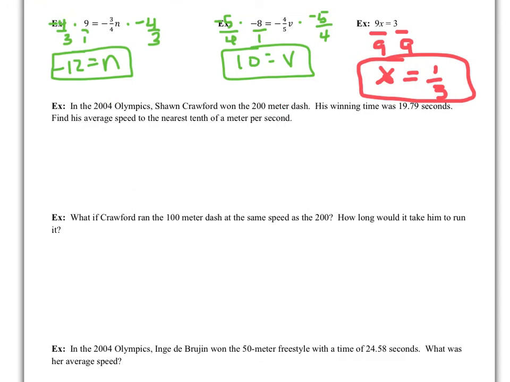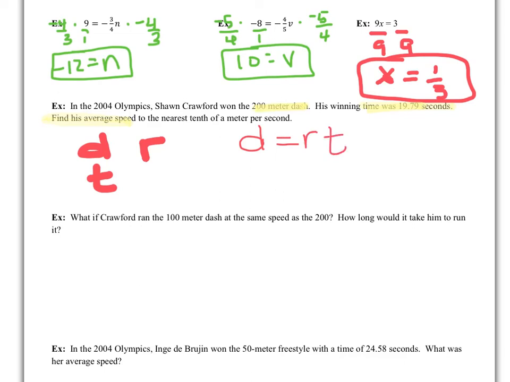So in this example, we're going to highlight the important information. So in the 2004 Olympics, I don't care what year it was, Sean Crawford won the 200-meter dash, so that's important. And his winning time was 19.79 seconds. And it's asking us to find his average speed. So we have a distance, we have a time, and speed, which is a synonym for rate. So as soon as I see those 3 variables, d, r, and t, the equation distance equals rate times time should pop into my head.